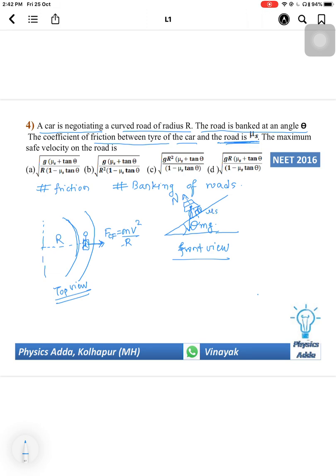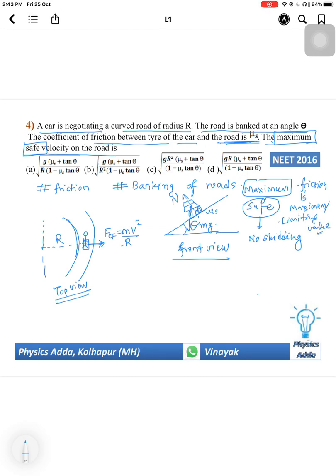I have been asked the maximum safe velocity on the road. There are two words. The first word is maximum and the second one is safe. What is the meaning of safe? It means that there should not be skidding of the vehicle. And what is the meaning of maximum? Here the friction is maximum, it means that the friction has its limiting value.